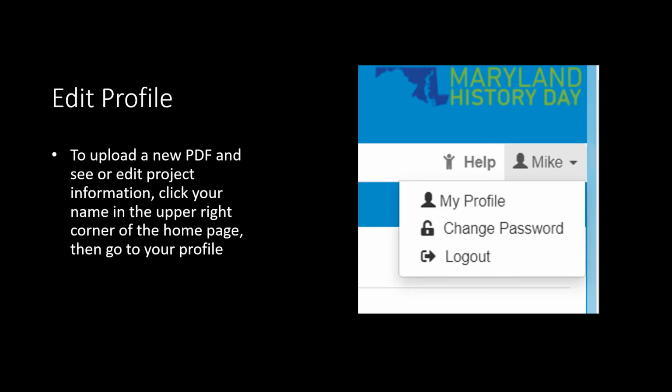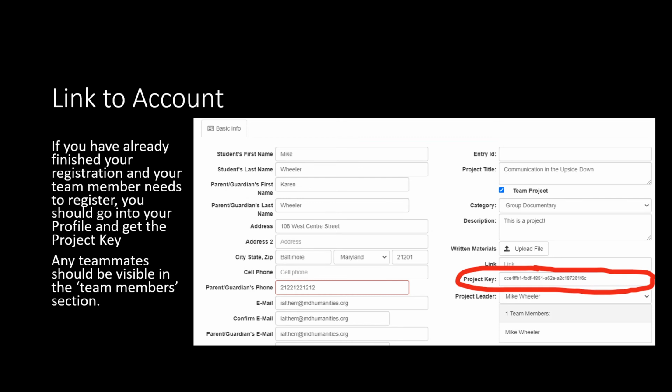To do that, you'll log in and go to your profile. Your profile can be accessed by going to your name on the upper right corner of the website homepage and then clicking on your profile in the drop-down menu. Clicking on My Profile will bring you to a page that looks something like this. From here, you can see and edit all of your profile and project information.